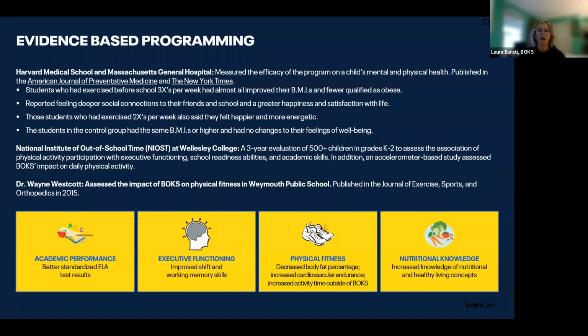As I mentioned before, we are evidence-based programming. We definitely have done studies over the years, which have shown improved BMI. Kids have deeper social connections with friends and peers. They've improved executive functioning skills. So there's a lot of improvement that has happened over the years. We've been published in different outlets, the American Journal of Preventive Medicine and the New York Times. So we definitely have done our research behind our program.